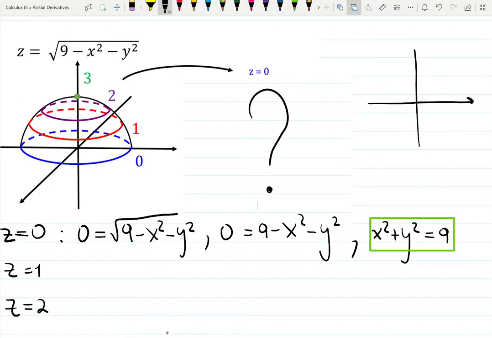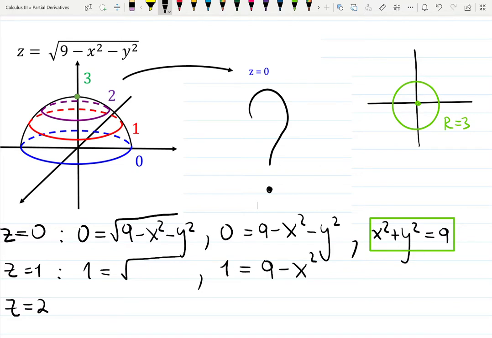In 2D, you draw a circle, maybe in a different color, center at 0, radius 3, and don't forget to mark that the radius is 3, you will forget. Now, level 1 is more complicated because now you have to solve this for 1. It's fine, square both sides. 1 equals 9 minus x squared minus y squared. Now, x squared plus y squared equals what? 8. So the circle is shrinking. Makes sense.